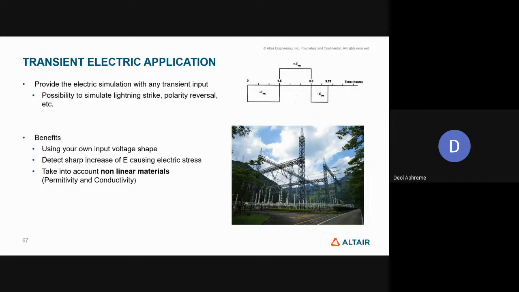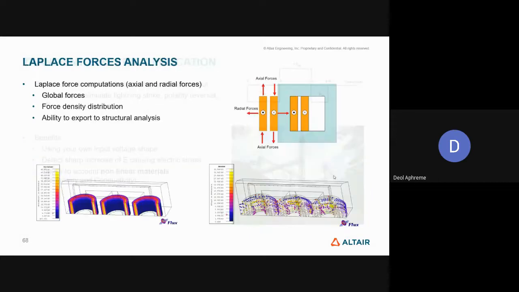Non-linear materials are basically materials whose BH curve is a non-linear curve, and most of the time they are. All these things can be taken into consideration, even the temperature effect. These are the Laplace forces. The forces on a transformer are very important because they speak about the integrity of the transformer's mechanical structure.